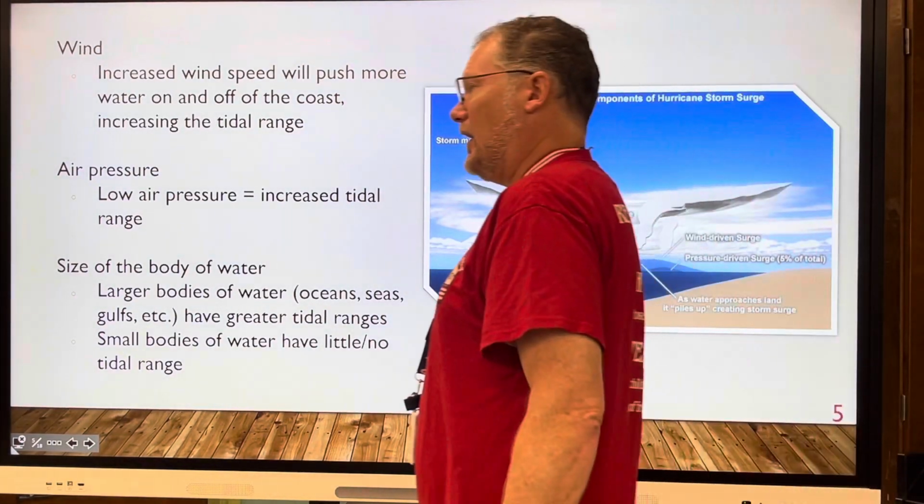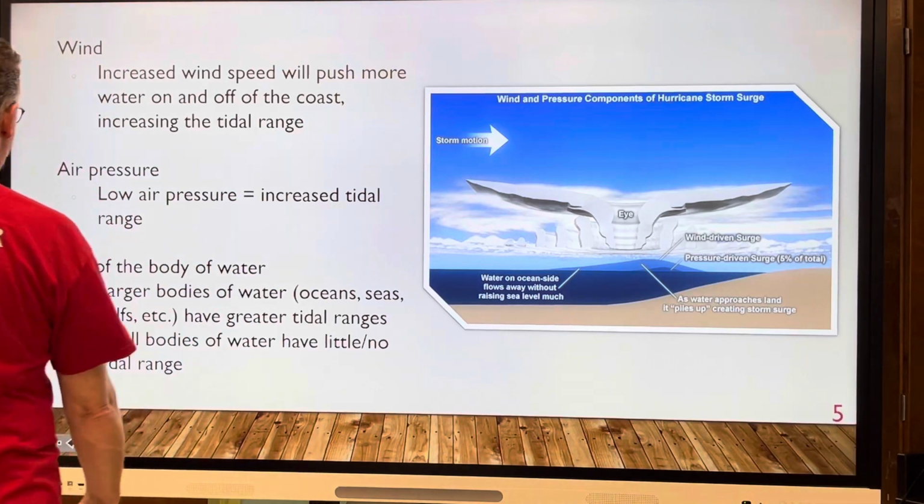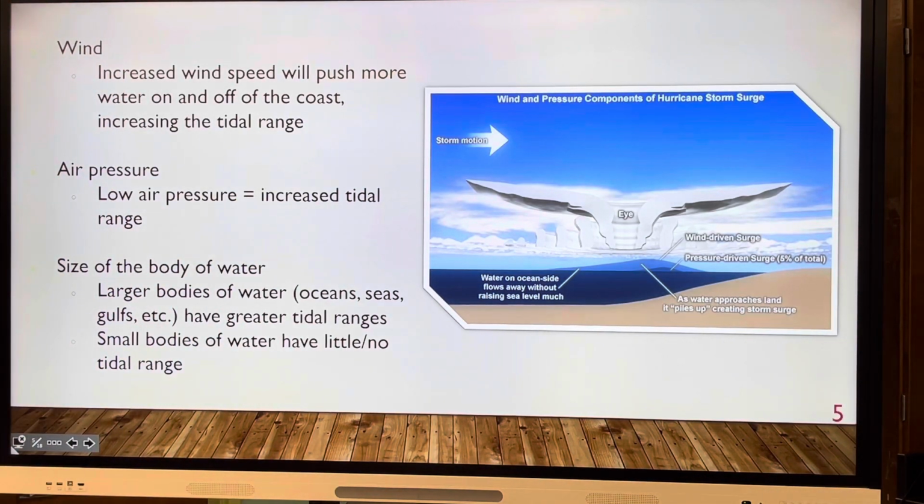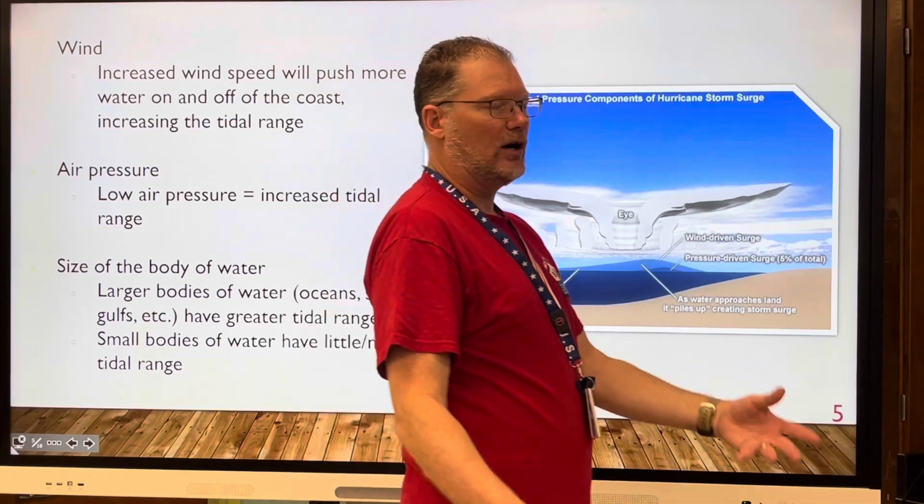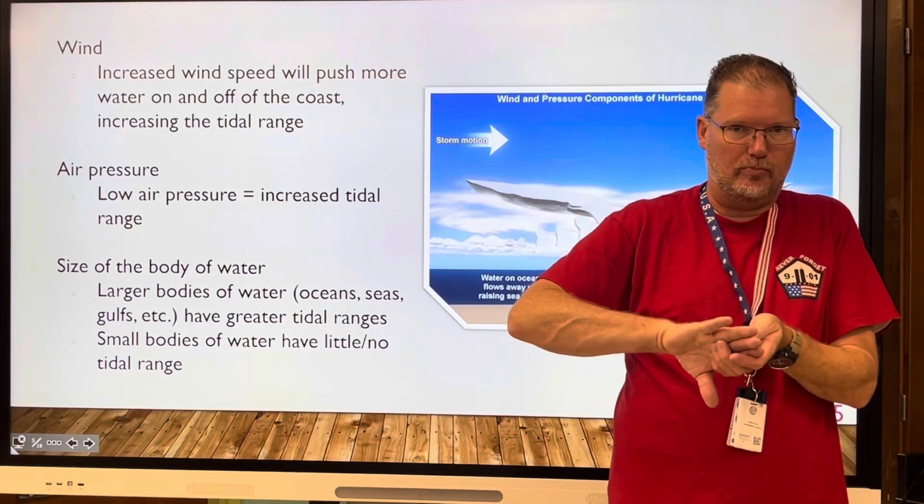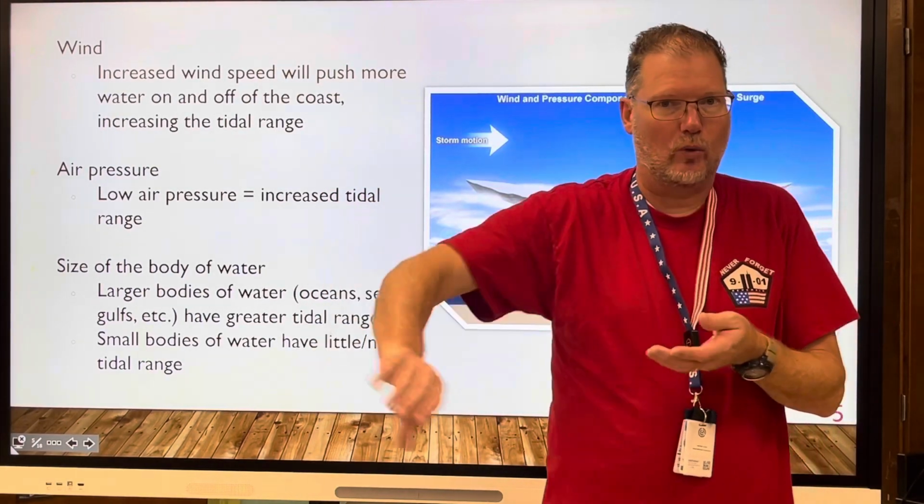So other things affect tides: wind, air pressure, size of the body of water. The more wind, the more it's going to move water. You could do it in a glass of water. You blow, or a bucket of water, and you're going to see the water make waves and blow to one side.